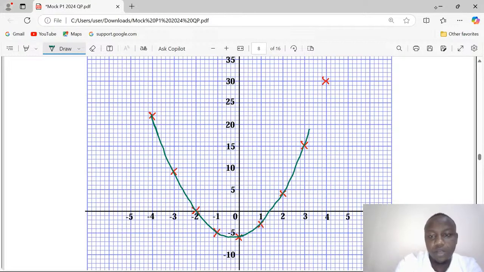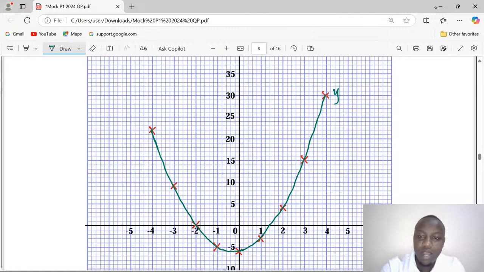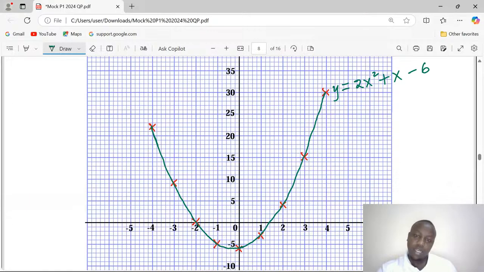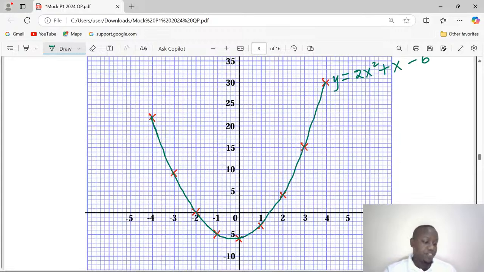You should be slow and very sure of what you are connecting. So that is now my smooth curve. That is my smooth quadratic curve. I can even now write the equation of the curve as y equals 2x squared plus x minus 6. That is the curve. Now with the curve, we can proceed to answer a few questions.